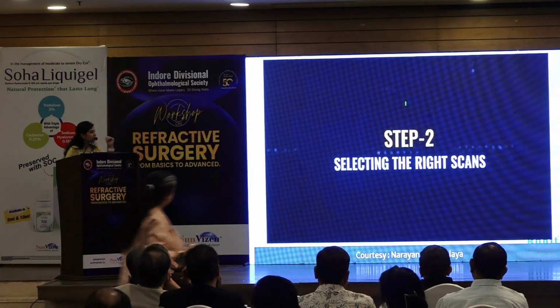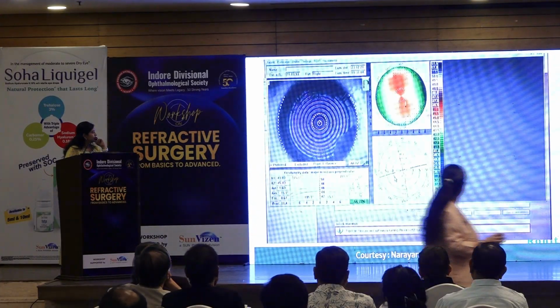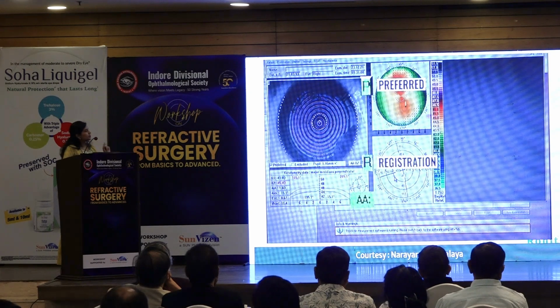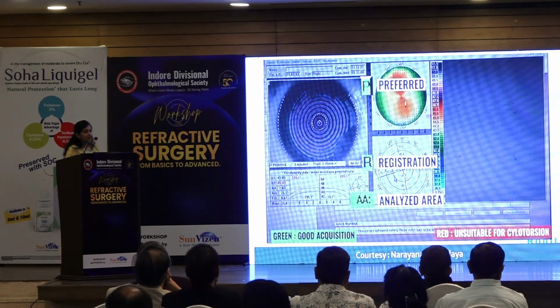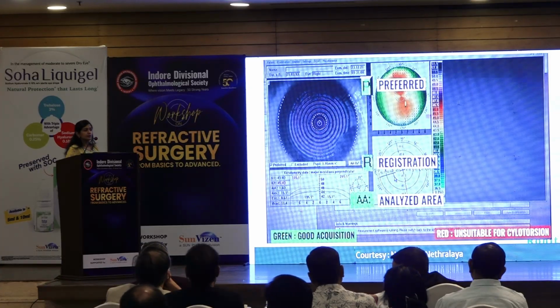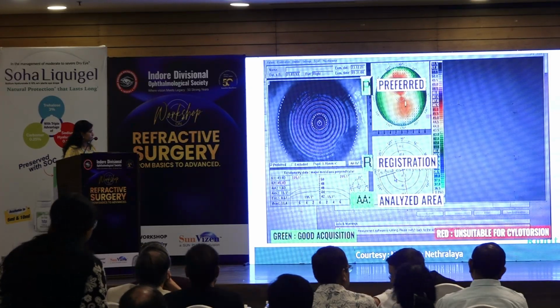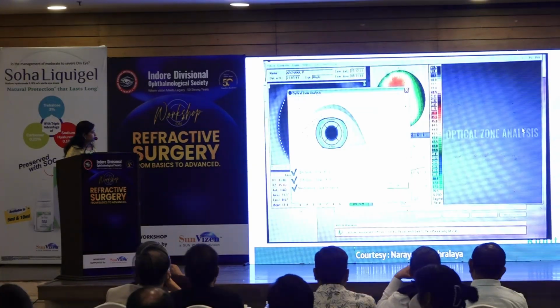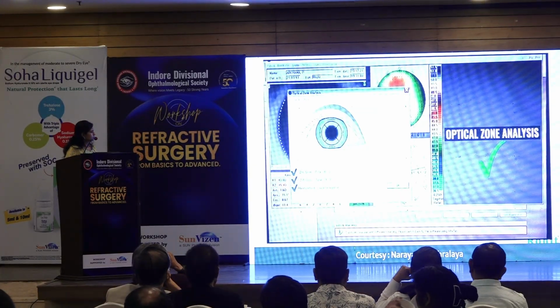Ensure that the preferred registration and analyzed area are checked. Check for indicators of preferred registration and analyzed area, all registered and green, so as to assure that the scan quality is proper. Red is indicative of a scan unsuitable for cyclotorsion compensation. The optical zone analysis should also have a green check mark to indicate good quality of scan.